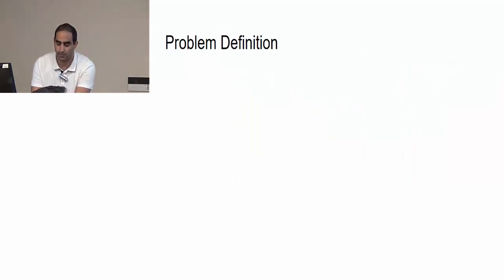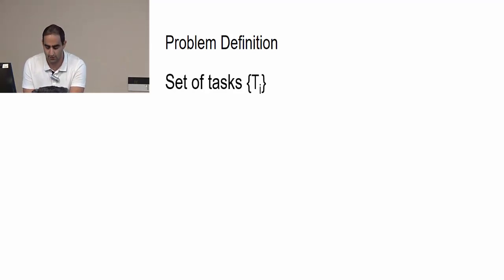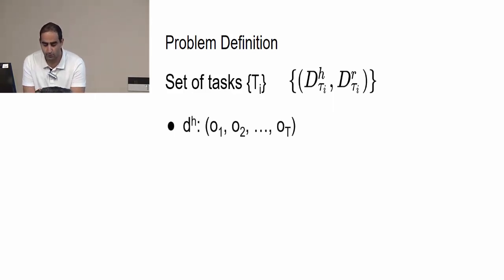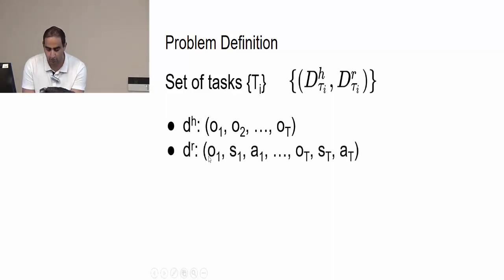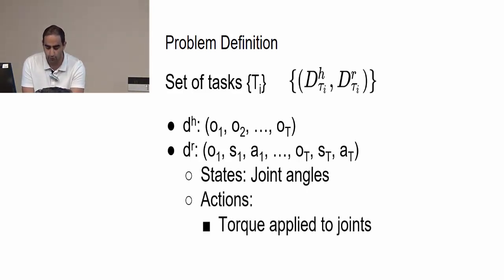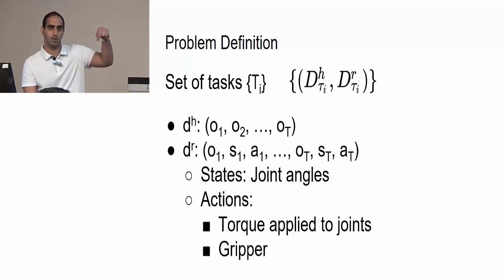Now let's define the problem mathematically. We have a set of tasks, Ti, and each task has a human demonstration and a robot demonstration. Human demonstrations are just observations from time step 1 to time step capital T, which are video frames. Robot demonstrations are a sequence of observations, states, and actions. Observations are the video frames of the input camera of the robot. States are the joint angles of the robot. And actions are the torque and force applied to joints, and also the gripper if it's open or closed.